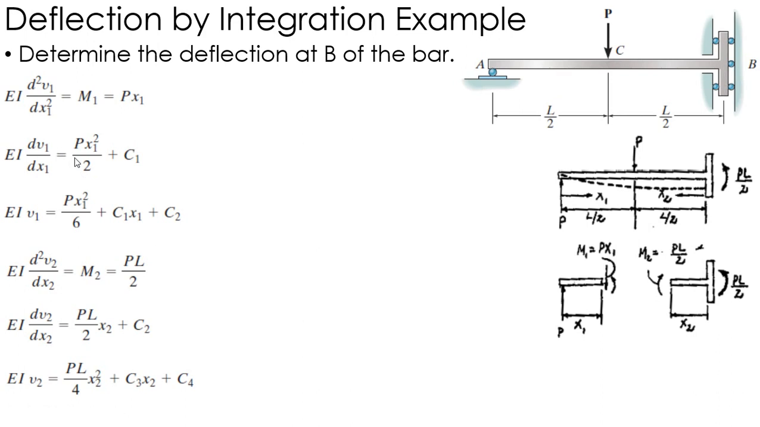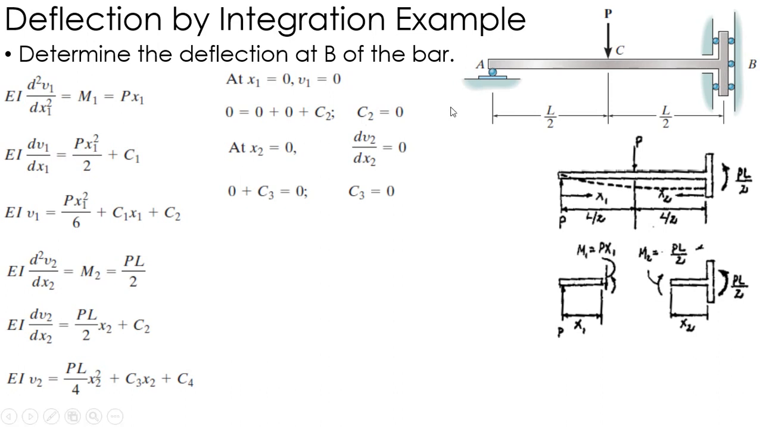Okay, so I've got my equations, but I've got four unknown constants here, so this is where I start applying boundary conditions. What I know is at point A, where x1 equals 0, my deflection has to be 0 because it can't go through this roller. So I use the equation for the deflection, set that equal to 0, set x1 equal to 0. And I basically find out that, for that to occur, C2 has to equal 0. So I've got one of my constants.